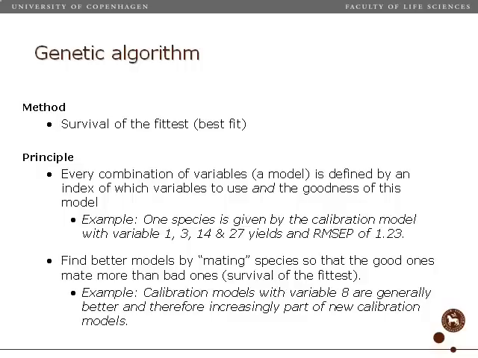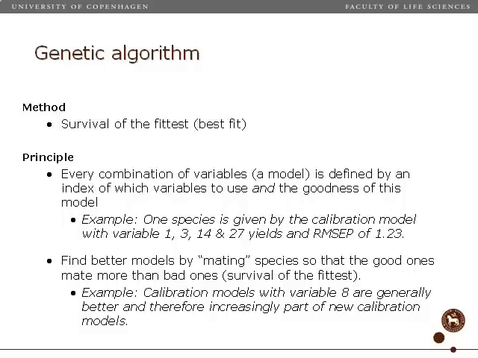The genetic algorithm is based on what is often called survival of the fittest, inspired by Darwinism. But survival of the fittest here means that good models have a higher chance of influencing the result.